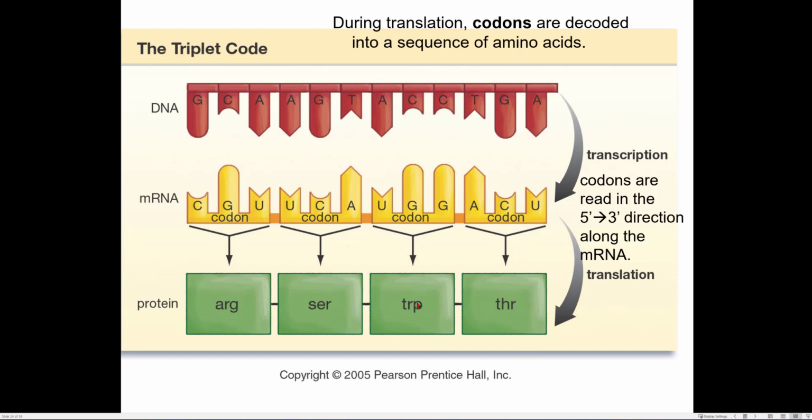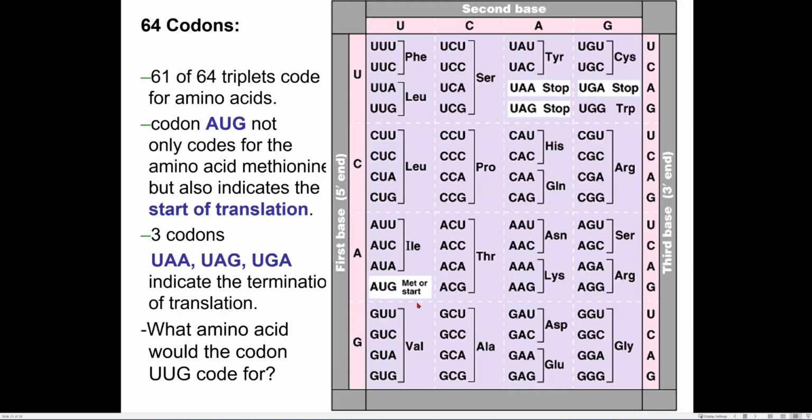I've already shown you that slide. Sorry about that. And how does the ribosome know what to do?